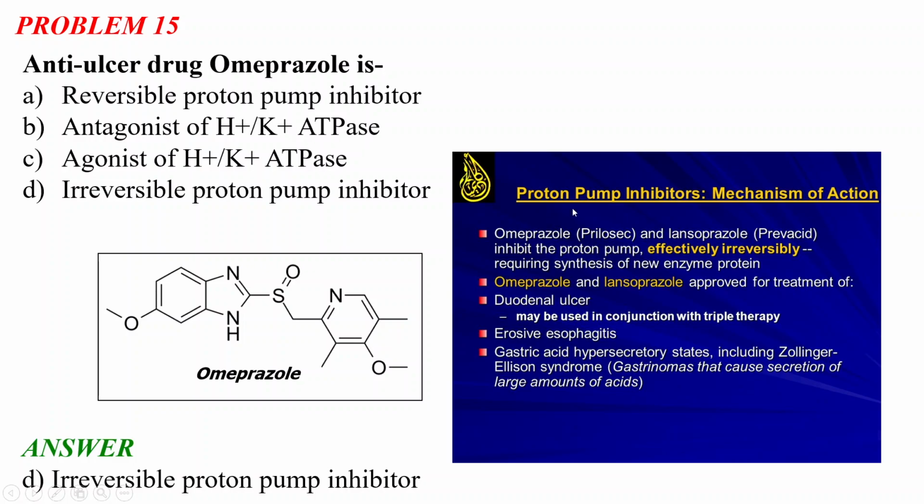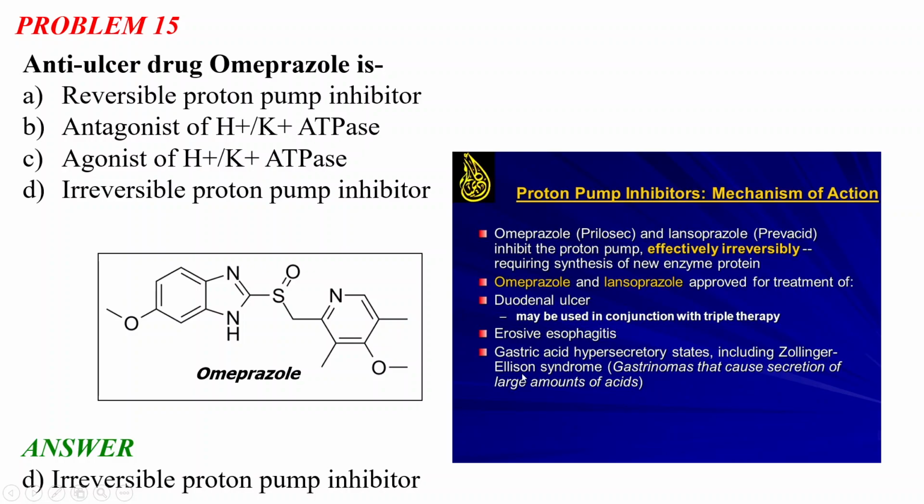So, what are proton pump inhibitors? As for the mechanism of action, omeprazole, which is Prilosec, a commercial name, and lansoprazole, which is Prevacid, inhibit the proton pump effectively and irreversibly, requiring synthesis of new enzyme protein. Omeprazole and lansoprazole are approved for the treatment of duodenal ulcer, which may be in combination as triple therapy, erosive esophagitis, and gastric acid hypersecretory states, including Zollinger-Ellison syndrome.